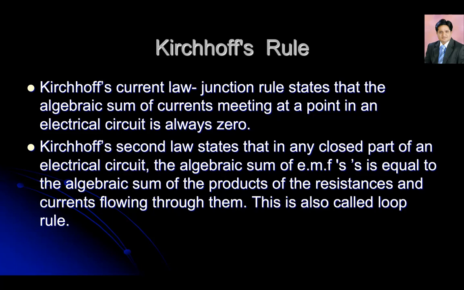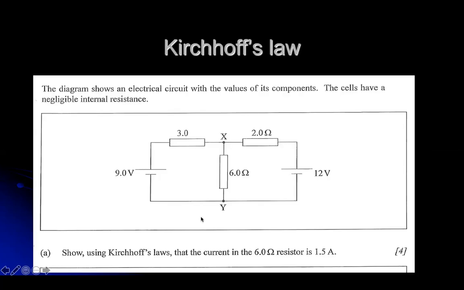So the second law states that in any closed part of an electrical circuit, the algebraic sum of EMFs is equal to the current multiplied by the resistance. As you see, the algebraic sum of the EMFs is equal to the algebraic sum of the product of the resistance and the current flowing through it. And this is called the loop rule.